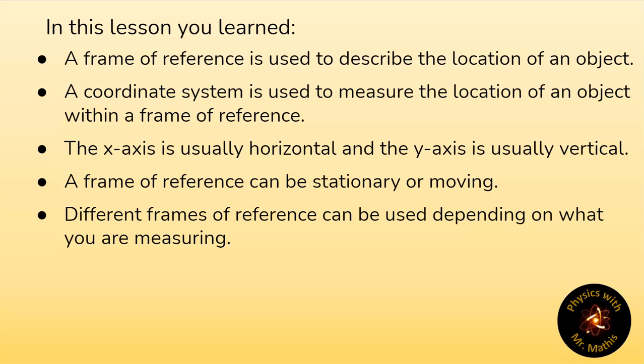In this lesson, we had an introduction to frames of reference, which are used to describe the location of objects, and coordinate systems that are used to measure the location of objects within the frame of reference. We reviewed x and y axes, where the x-axis is normally horizontal and the y-axis is usually vertical. We saw that a frame of reference can be stationary or it can be moving. And we saw that objects can be measured in different frames of reference depending on what you need to measure.